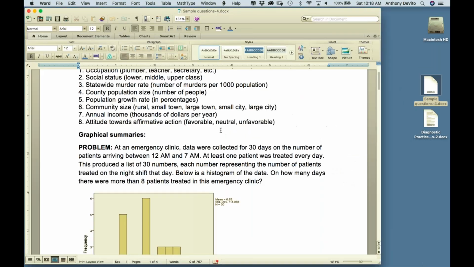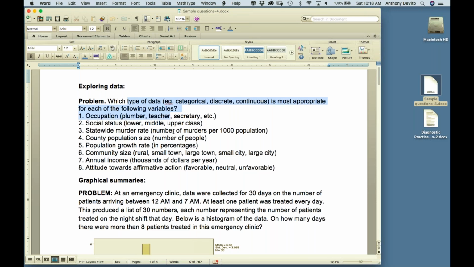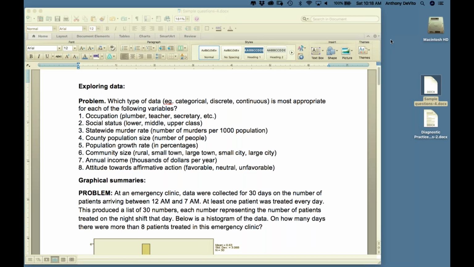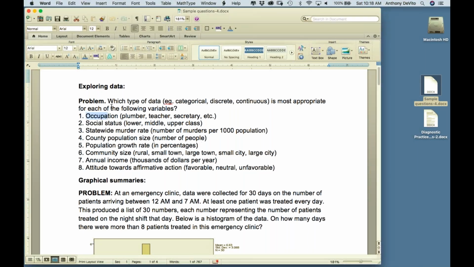Okay, so here are some examples of data types that you might get. For instance, you might go through these. I'm going to post the solutions page for this as well, so you can see the solutions. Occupation, plumber, so on and so forth, social status. Okay, let's talk about a couple of these. Occupation, right? Plumber, teacher, secretary. That's going to be a categorical variable, right? I'm not going to quiz you guys because it's going to kill time for you to type stuff in, and I want to get through as much of this as we can.